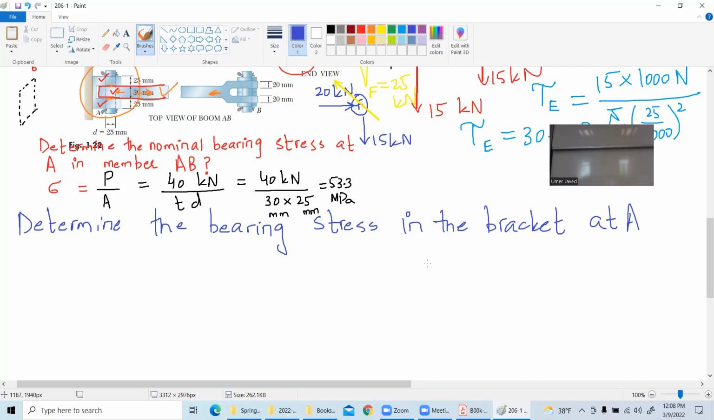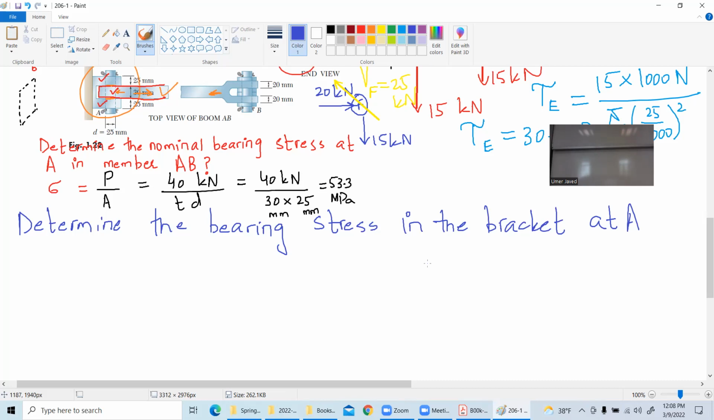So let us go back, see the figure. There's the bracket and the bearing stress between the pin and the bracket. Now this pin is touching this bracket here and here. So you have to actually find the area. It will be the thickness multiplied by the depth. So if you go back, that's why it says 50 multiplied by 25.